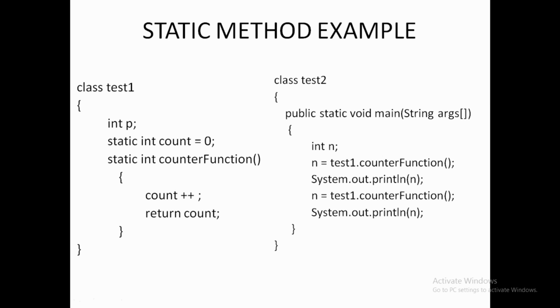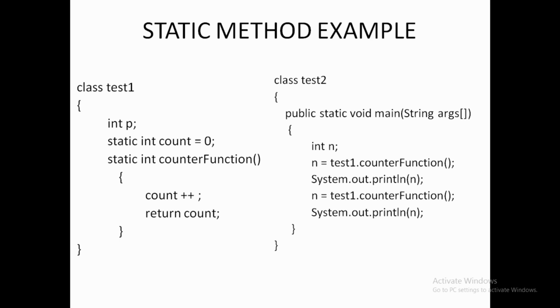Recall from my previous video lectures that if we declare a member of a class as static, then there will be a common memory allocation for it for all the objects of that class. So to call or to use a static member of a class, we can use the class name and dot operator. We need not create any object of that class to use the static member.